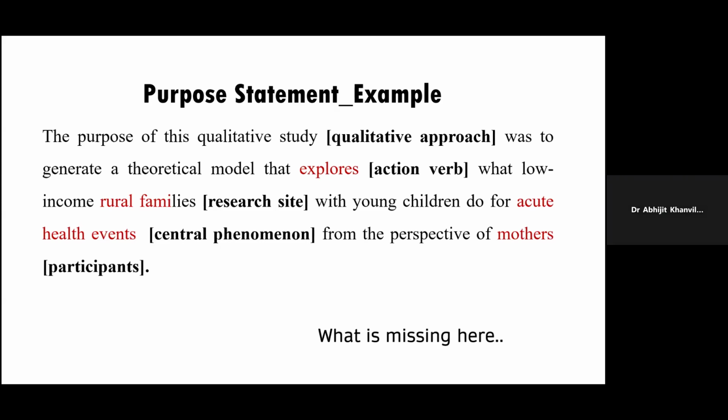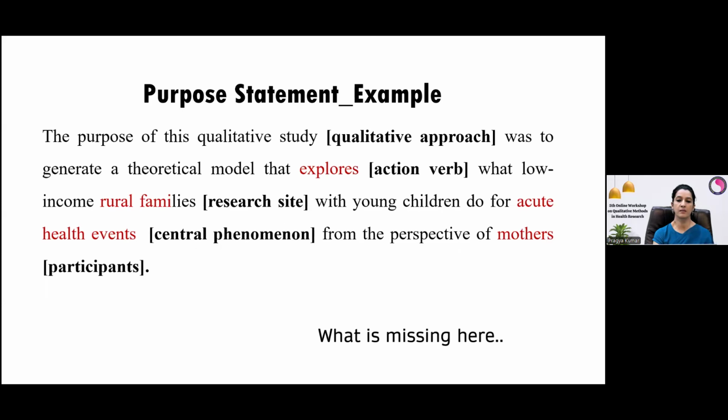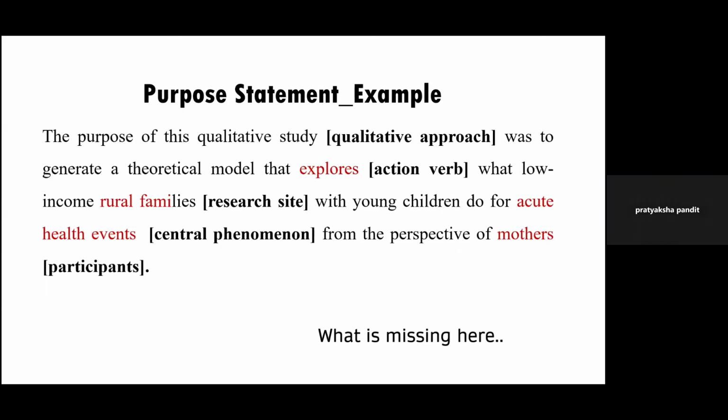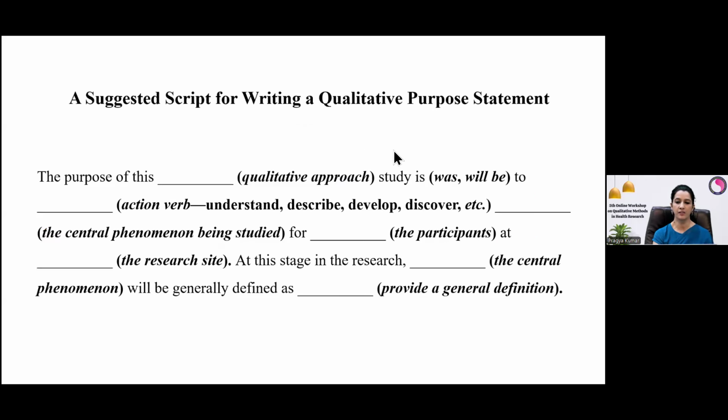What is missing? Which component? In this case, what is missing? Maybe here you can... How to classify low income? Low income. Yes. Good. You may add more. Basically, what we have seen here, this part.